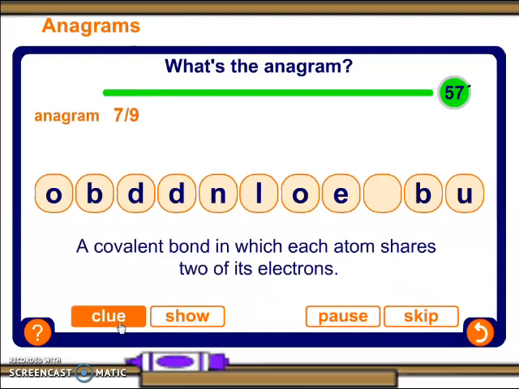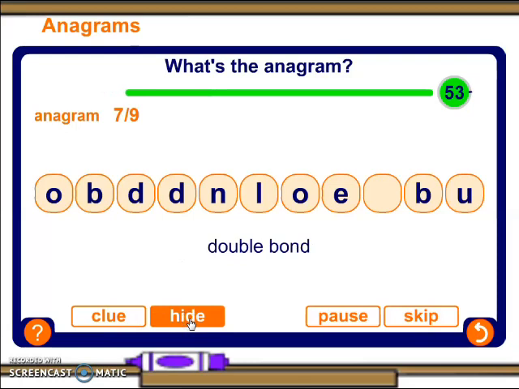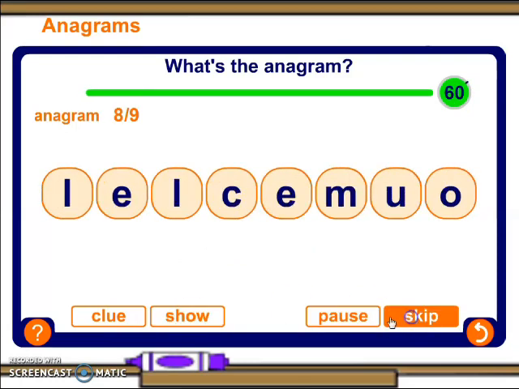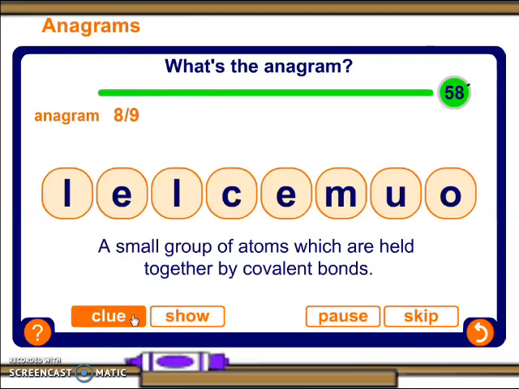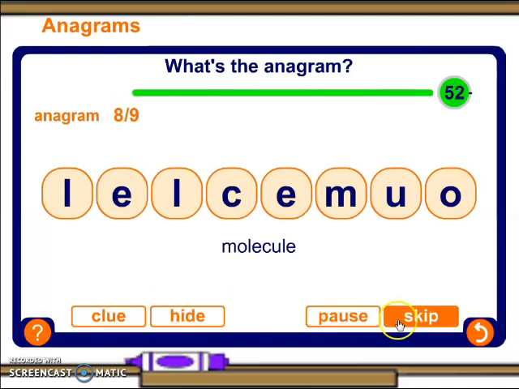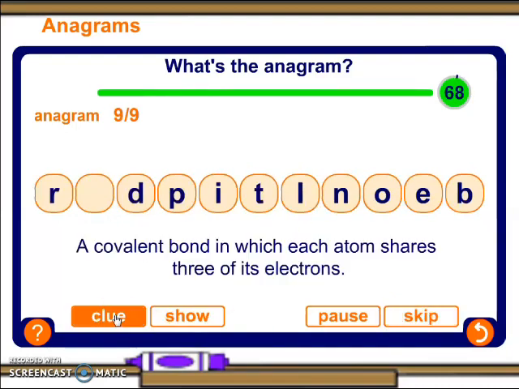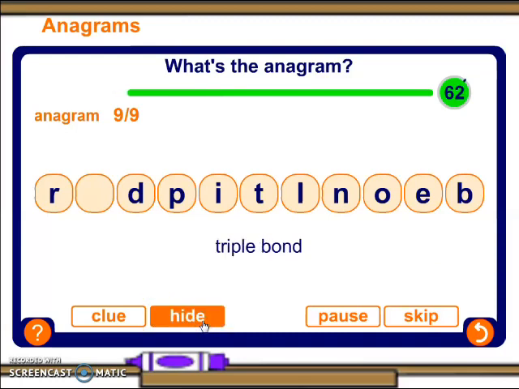7. A covalent bond in which atoms share two of their electrons. The right answer is double bond. 8. A small group of atoms which are held together by covalent bonds. The right answer is molecule. And last, a covalent bond in which each atom shares 3 of its electrons. The correct answer is triple bond.